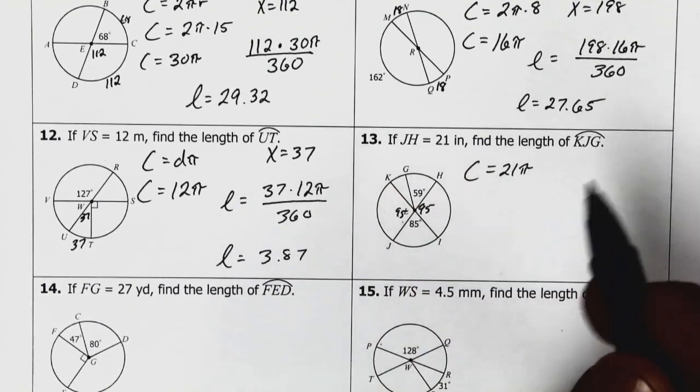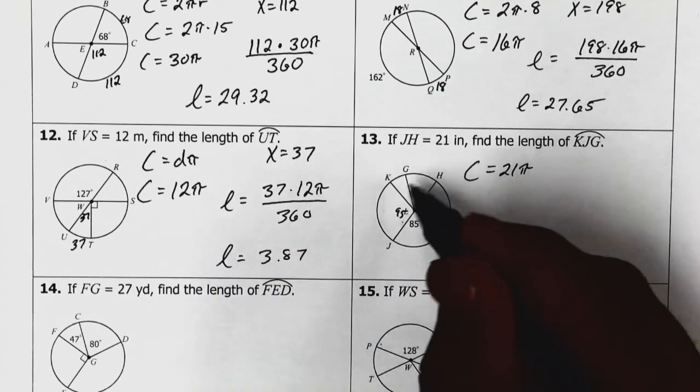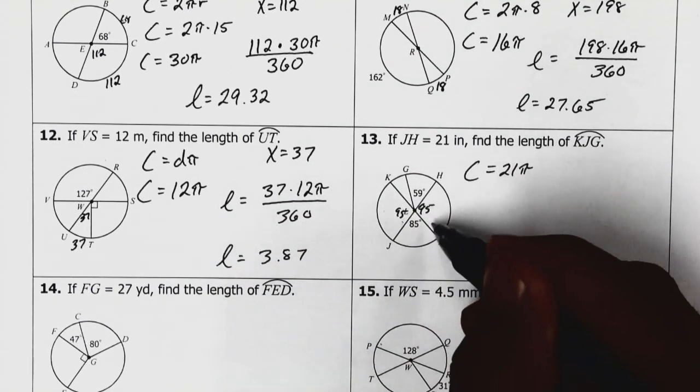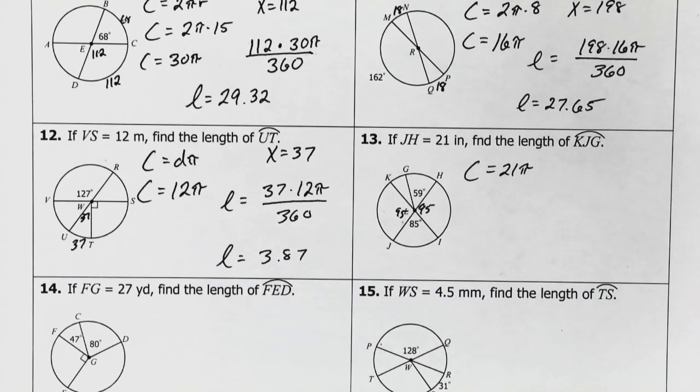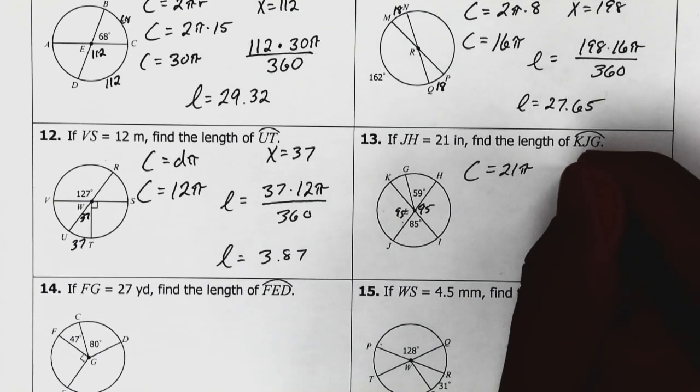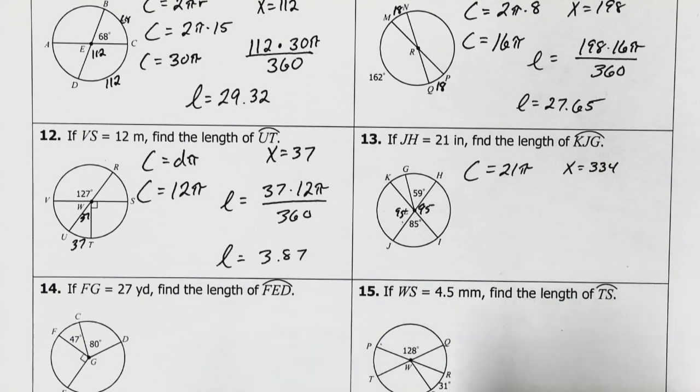So to get KGJ, it's all the way around. I'm going to add up 95, 85, 95, and 59. So 95 plus 95 plus 85 plus 59. That gives me 334. So x is equal to 334.